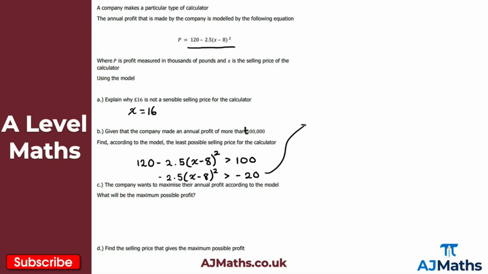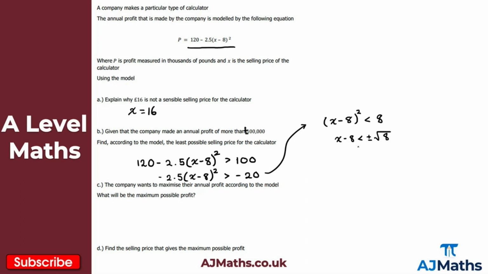So let's carry on solving this inequality here. What I'm going to do next is divide both sides by minus 2.5. Now be slightly careful here. Remember, when you divide by a negative value and we've got an inequality, then the sign flips. So once I divide both sides by minus 2.5, on the left hand side I get X minus 8 all squared, and the inequality flips. So this now, rather than greater than, will be less than. Okay, and minus 20 divided by minus 2.5 gives me positive 8. And finally here, we can square root both sides. So I'm going to get x minus 8 is less than plus or minus the square root of 8.